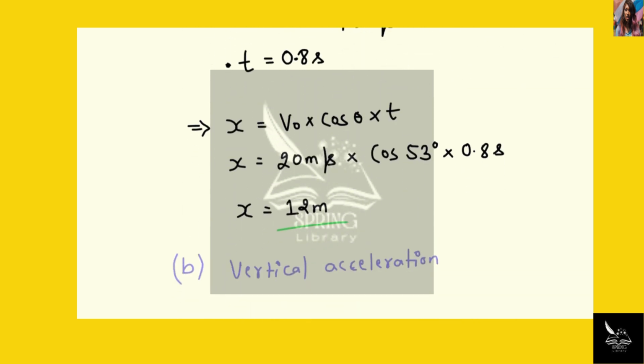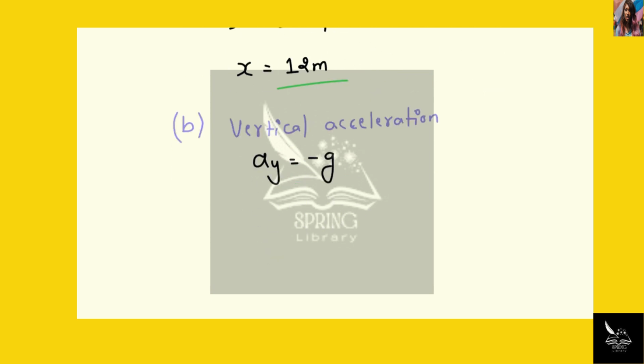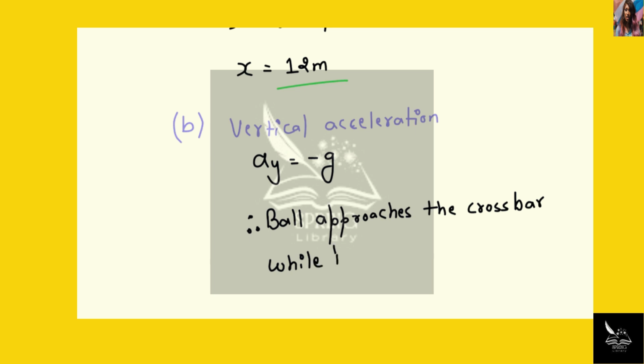So the vertical acceleration, let's represent it with a y, is negative of g. The minus sign indicates that the acceleration is downward, and therefore the ball approaches the crossbar while falling. So I hope this answered your question.